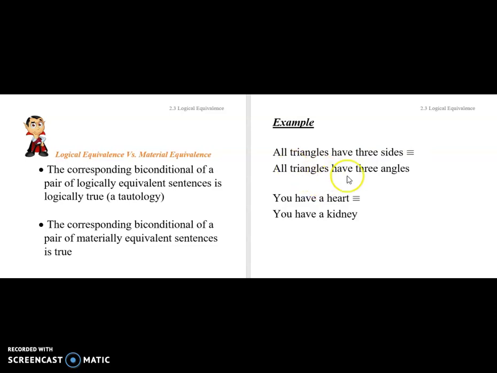Okay, so the corresponding biconditional of the first pair of sentences is: all triangles have three sides if and only if all triangles have three angles. Okay, and the corresponding biconditional of the second pair of sentences is: you have a heart if and only if you have a kidney. Now, let's just ask ourselves, is this biconditional true or false? And is this biconditional true or false? Pause now and we'll work through it together in a second.